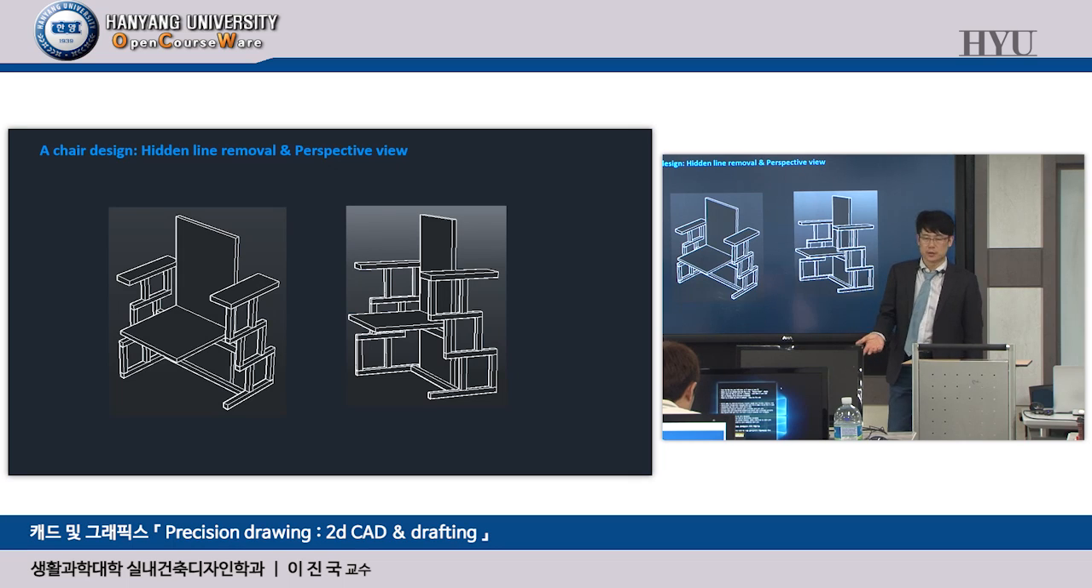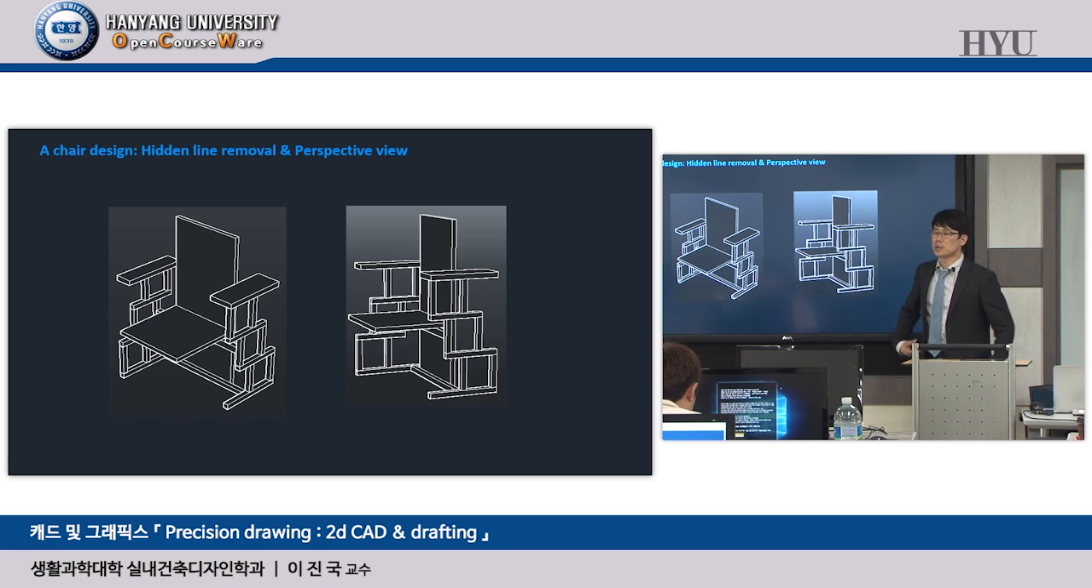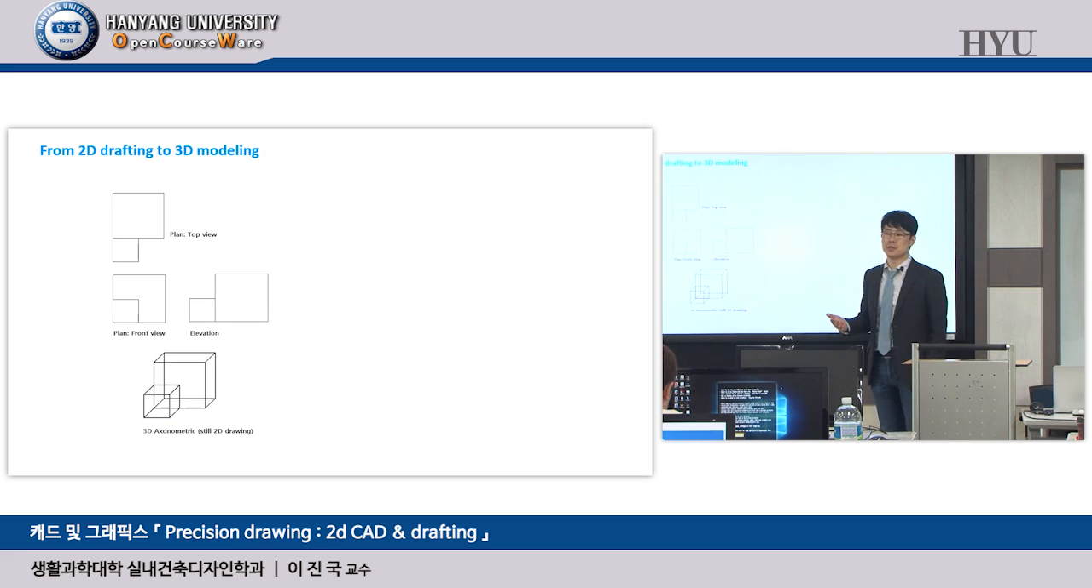But if you have a 3D model, you can extract front view, top view, left view, right view, even section cut, okay? Section profile, section view. That's exactly what you can get, what you can extract from your 3D model, okay? From 2D drafting to 3D modeling, that's the change we experienced in the last some decades in CAD history, okay?